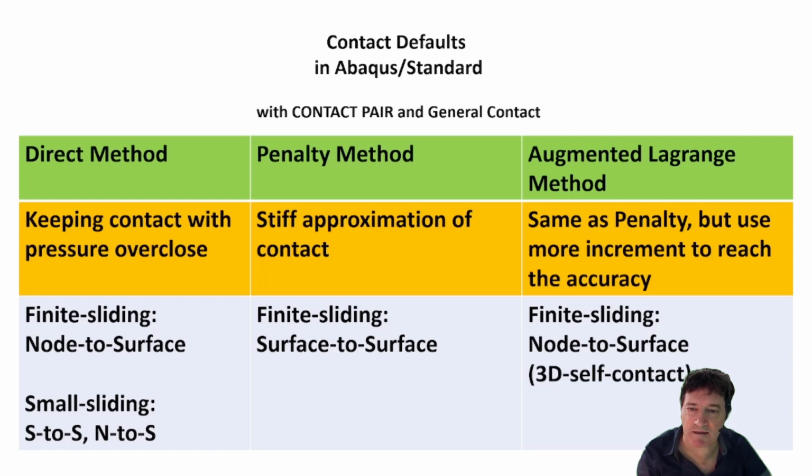For finite sliding and contact pair type surface-to-surface, the default contact method is penalty. The penalty method approximates the contact stiffness. The third method is the augmented Lagrange method. It is default for finite sliding and contact pair type node-to-surface in 3D self-contact. Based on this table, another contact method combination can be selected for different reasons.